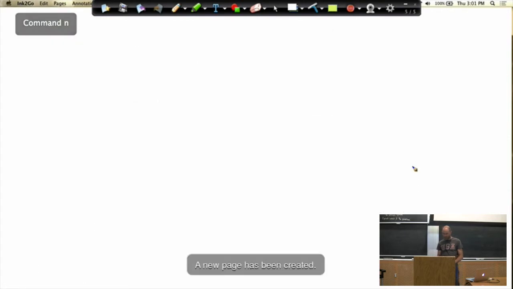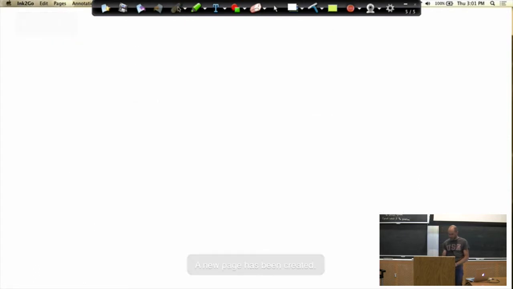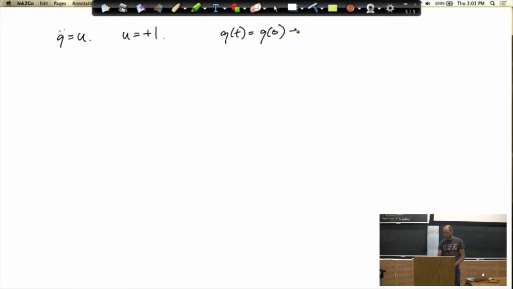What happens if I accelerate like crazy, right? Well, it's got to be exactly the mirror, right? The equations are the same. So if I have q double dot equals u and u equals positive 1, then I'll get exactly the same type of solution. I'll get q of t is q of 0 plus q dot of 0 times t, now plus 1 half t squared.